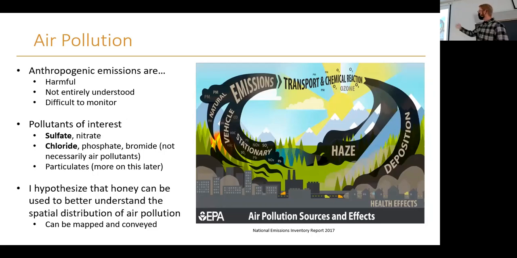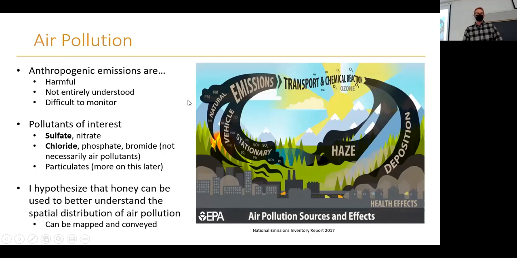So this here on the right is a nice little demonstration of some pathways. So these are various ways that emissions can enter the atmosphere. Stationary, this is like factories, burning, and then vehicles. So these are what I am mainly looking at here.